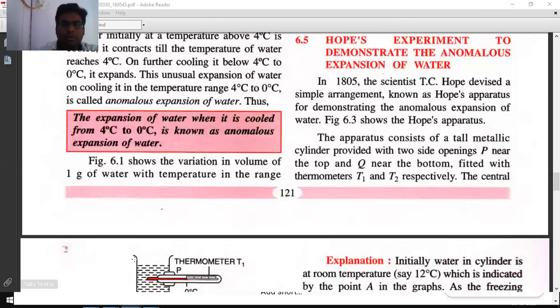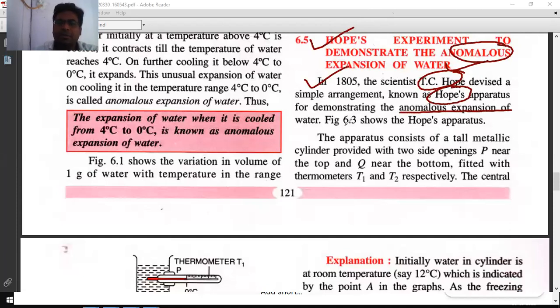Now look at Hope's experiment to demonstrate the anomalous expansion of water. In 1805, scientist T.C. Hope devised a simple experiment, known as Hope's apparatus, for demonstrating the anomalous expansion of water. So we will look at its apparatus. The apparatus consists of a tall metallic cylinder provided with two side openings, P near the top and Q at the bottom, fitted with thermometers T1 and T2 respectively.